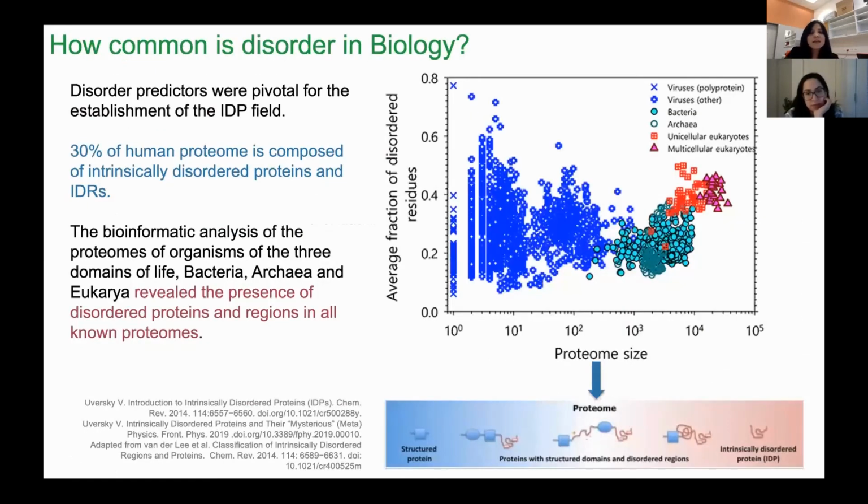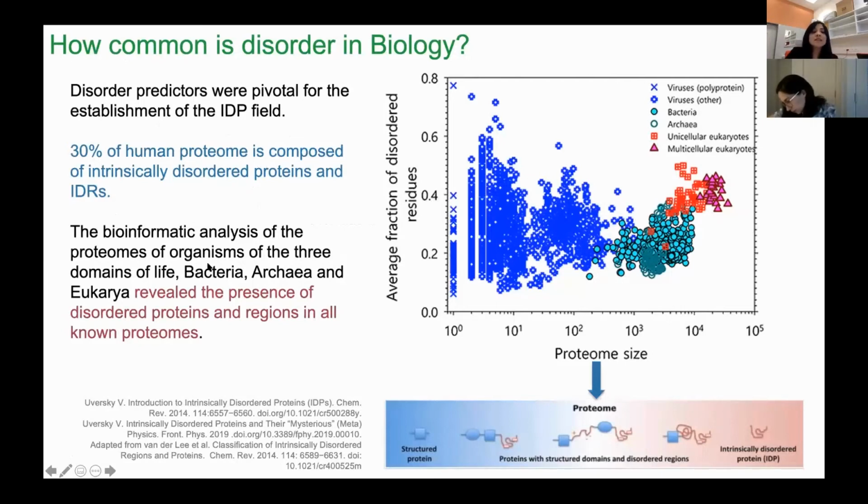But in fact, how common is disorder in biology? In the beginning, the scientists thought that there were maybe some exceptions, but these disorder predictors were pivotal for the establishment of the intrinsically disordered proteins field. Why? Because in the beginning, people thought, oh, maybe my protein has a region that I can see in my X-ray diffraction atom records, but maybe it's not functional.